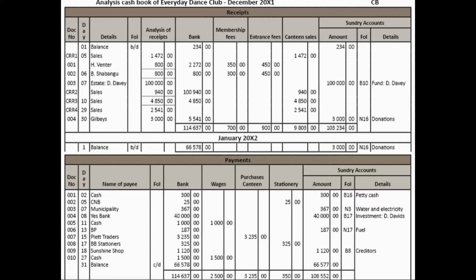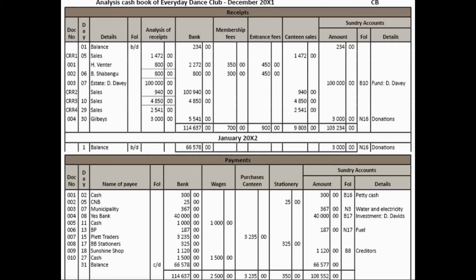Okay, so let's start with the payment side. The wages column, the total is 2,500. So the double entries, you've credited bank, so you're going to debit wages. And there was no account for wages in the nominal section. So you will have to open the wages account, and then on the debit side, you will write bank 2,500.